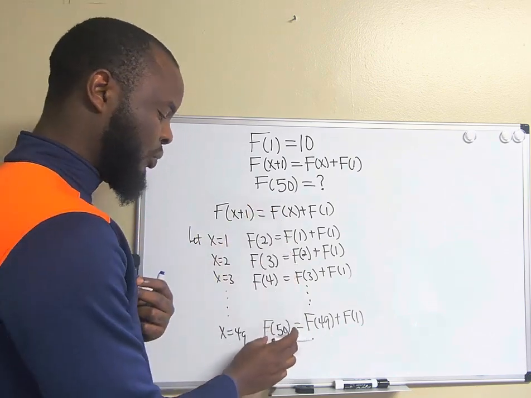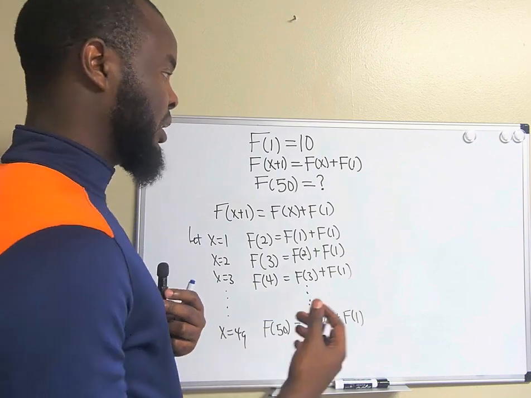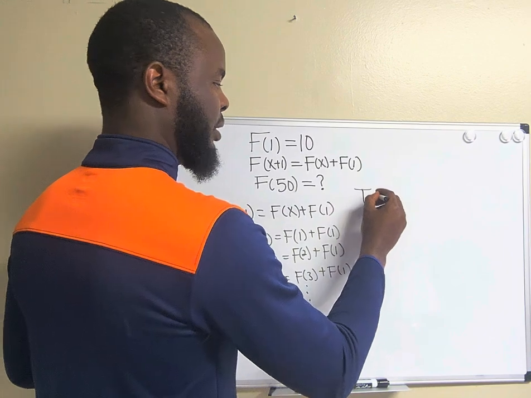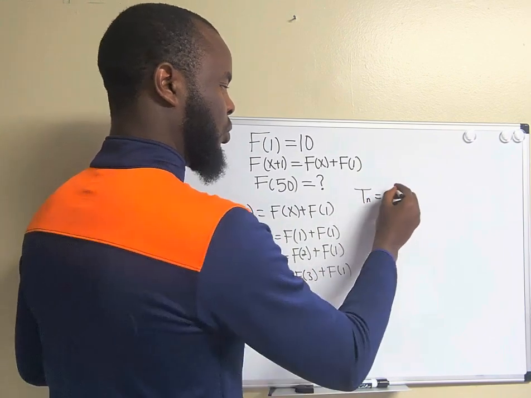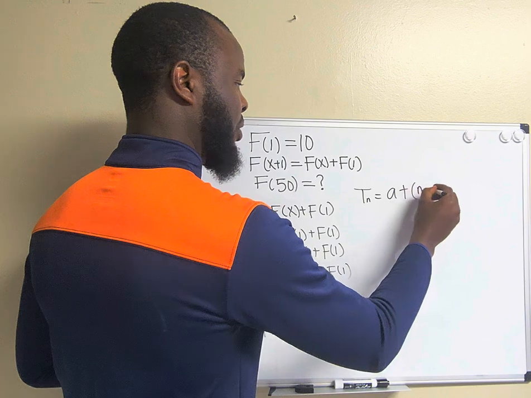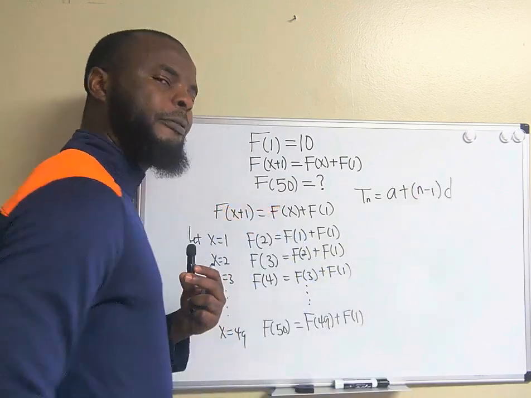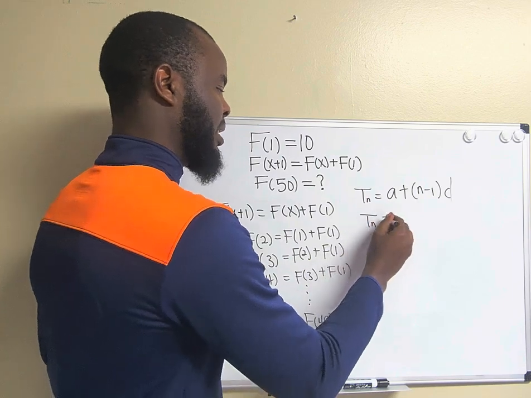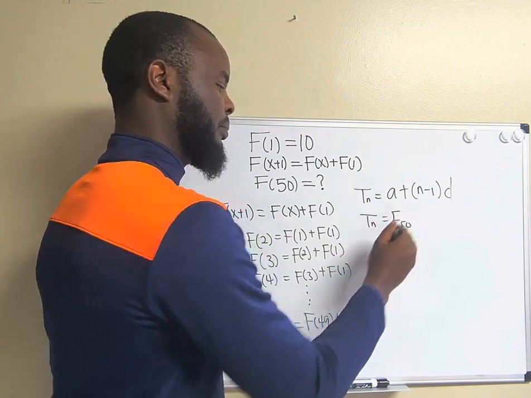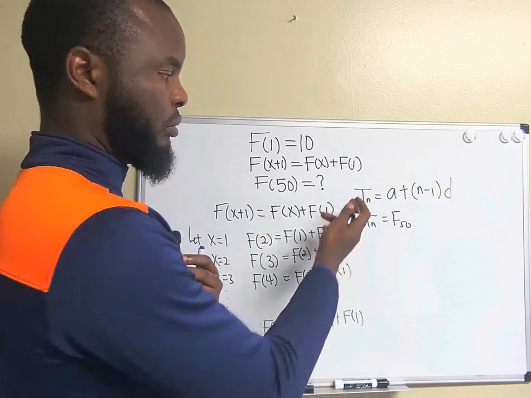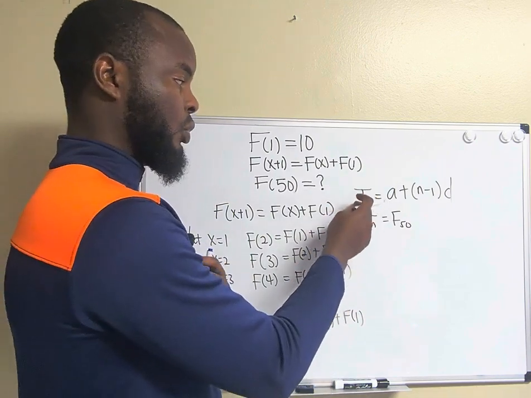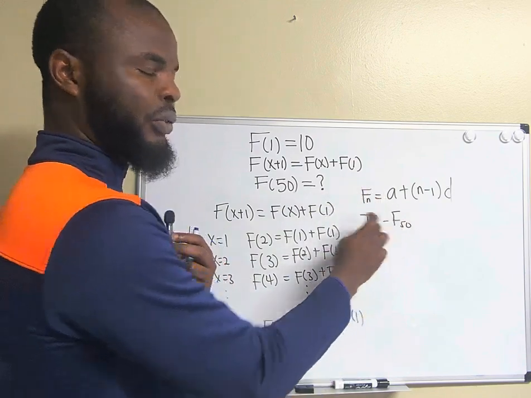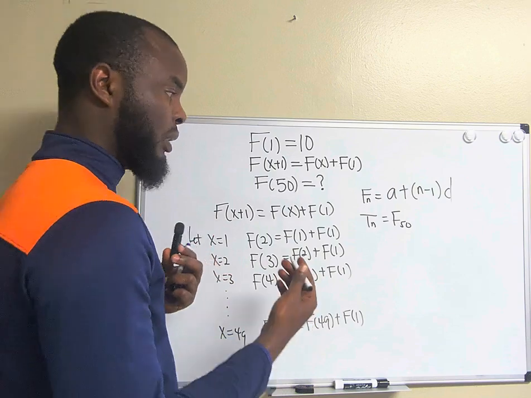Now, to get the value for f of 50, I'm going to use the formula for the arithmetic progression, which says Tn equals a plus n minus 1 d. Now, what is Tn? My Tn is my f of 50. So this is the common formula. You can use Fn. Let me use Fn. So it's F50, which is what we want to calculate.